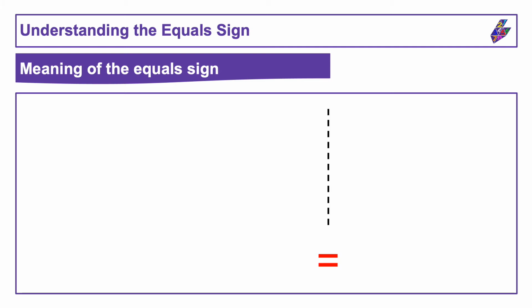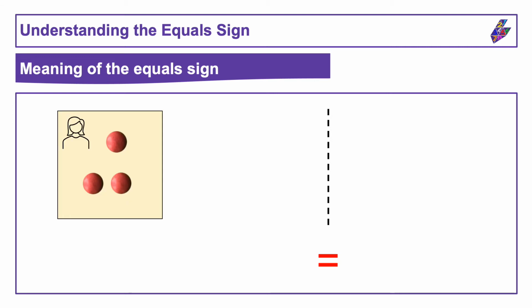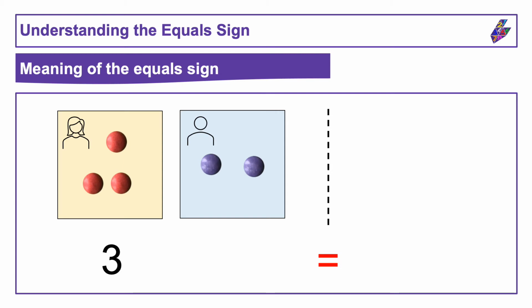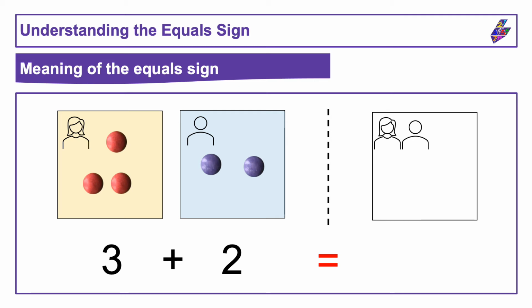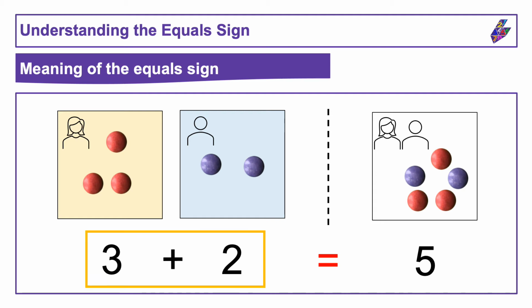We could think of this another way. We might say that Ellie has 3 red Smarties and Sam has 2 purple Smarties. How many Smarties do they have altogether? They have 5 Smarties altogether. So 3 plus 2 equals 5. Or 3 plus 2 is the same value as 5. The left side of our equation has a total value of 5, and we've shown this by writing 3 plus 2. And the right side of our equation has a total value of 5, and we've shown this just by writing a 5.